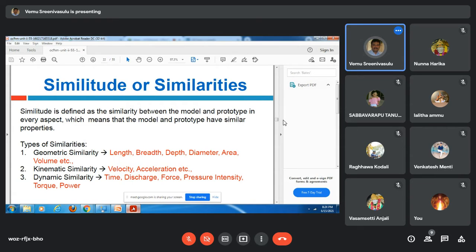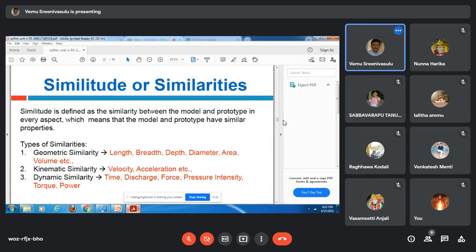Similitude is defined as the similarity between the model and prototype in every aspect, which means that the model and prototype have similar properties. Geometric similarity means the ratio of length, ratio of breadth, ratio of depth, ratio of diameter, and all are similar. That is called geometric similarity. Kinematic similarity means velocity and acceleration ratios are the same.